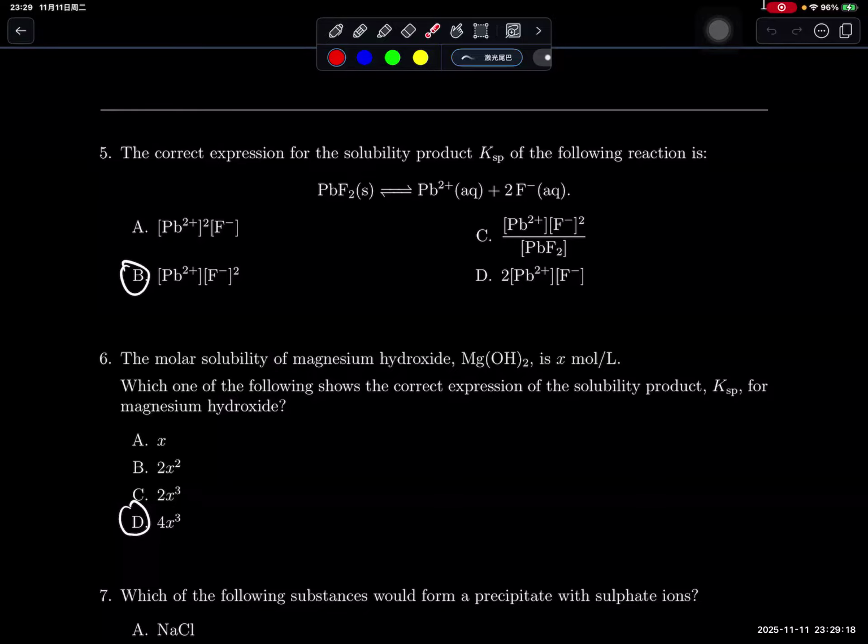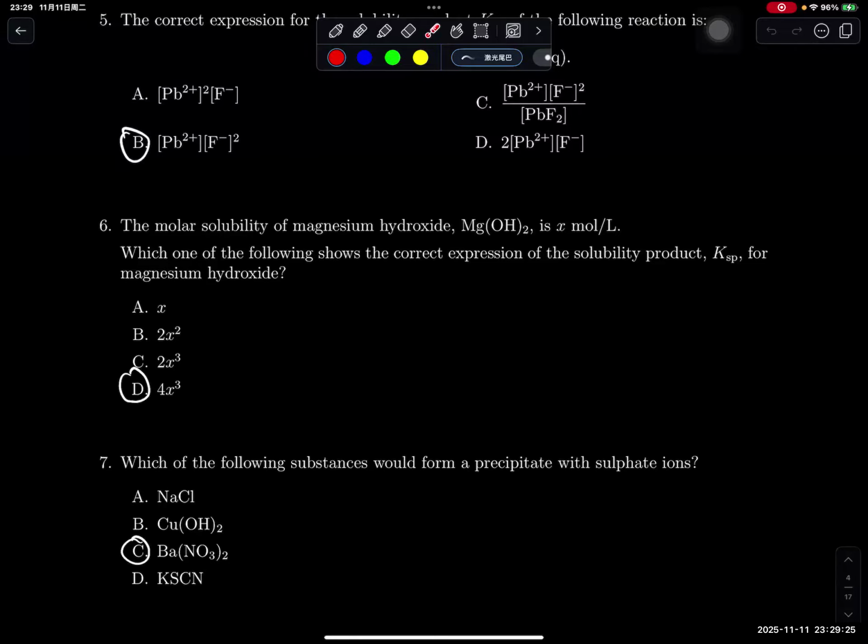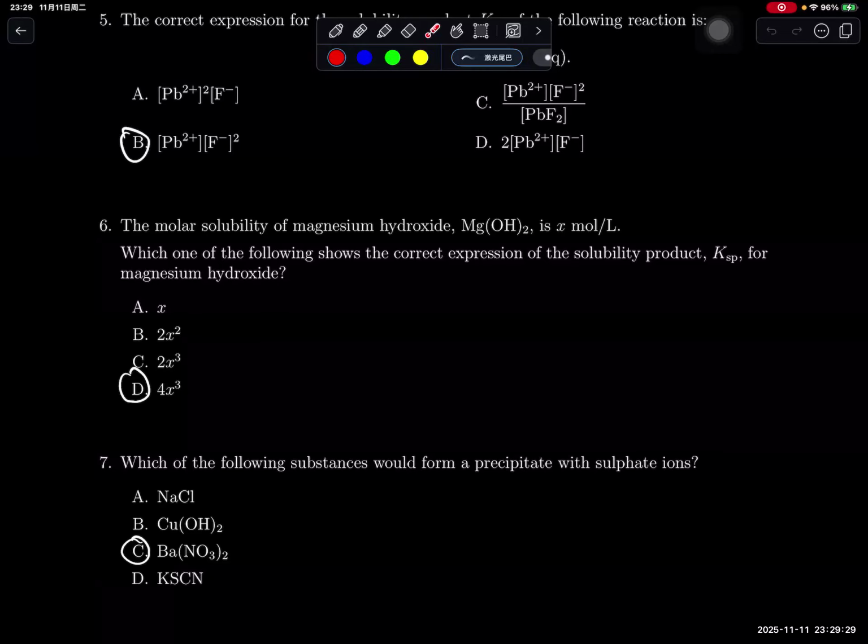Okay. The molar solubility of magnesium hydroxide, we let that be x moles per liter, meaning that in 1 liter of water you can dissolve x mole. Which one of the following shows the correct expression of the solubility product Ksp for magnesium hydroxide? For this question, if you are fluent, you can just pick your answer, but if you're not, please feel free to write down the chemical reaction. Just showcase the stoichiometric ratio.